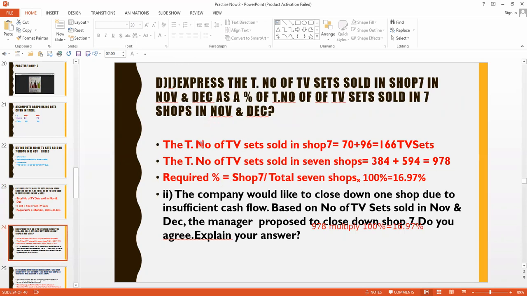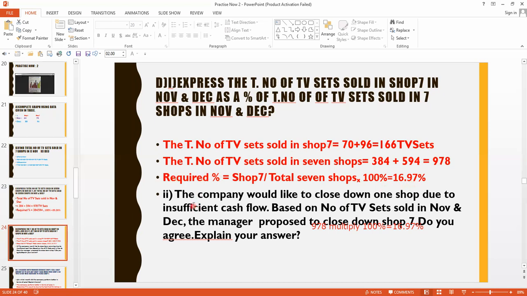So the total number of TV sets sold in shop 7 is 70 plus 96. In November, 70 are sold, and in December, 96. So how many total TV sets are sold? 166. Now total number of TV sets sold in 7 shops. How many shops are there? 7 shops are there. So you have to add all the TV sets sold in these 7 shops. In November, 384, and in December 594. You have to add both of these two. It becomes 978, and after solving, it is equal to 16.97%. Clear? This is the first part.